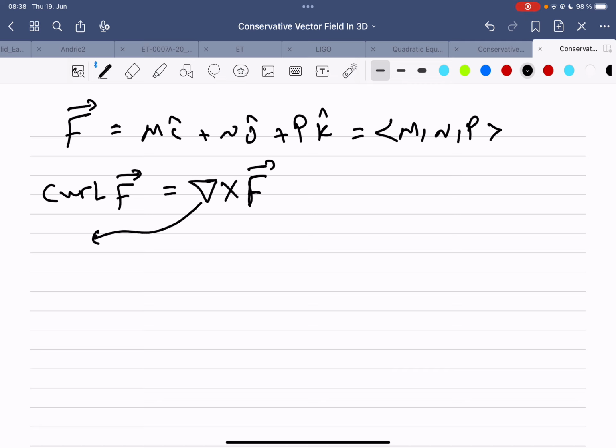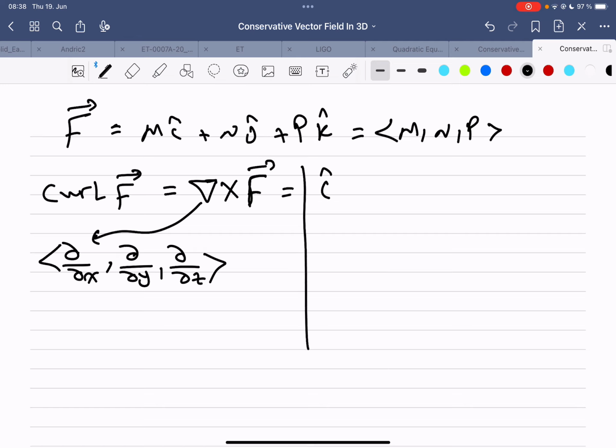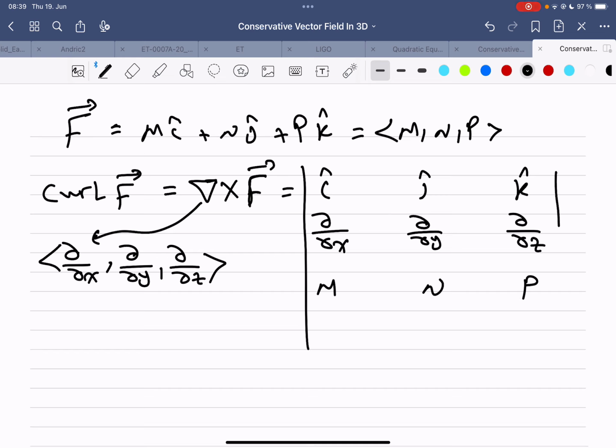This operator here is d by dx, d by dy, d by dz. So this will be i, j, k, d by dx, d by dy, d by dz, M, N, P. So now this will be this determinant.